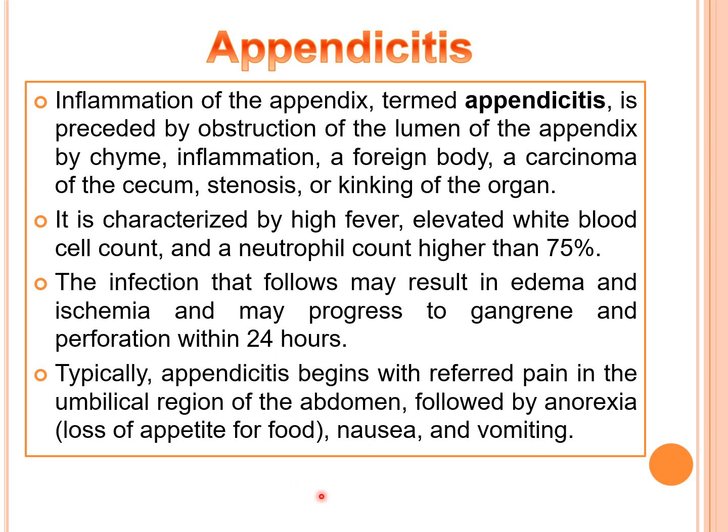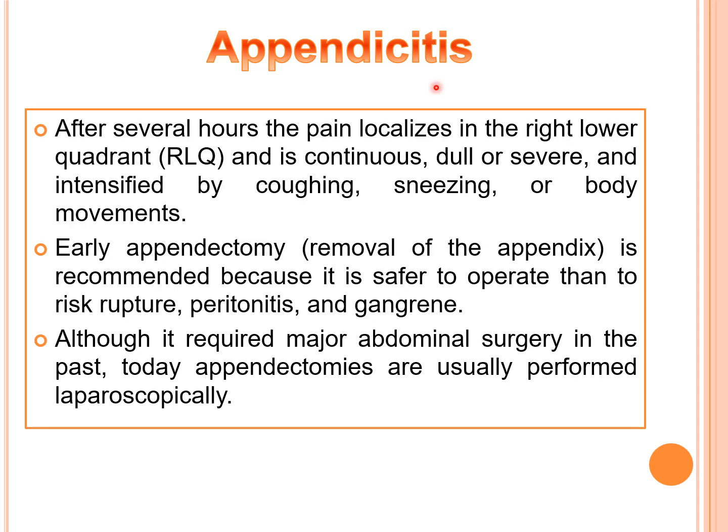Typically, appendicitis begins with referred pain in the umbilical region of the abdomen, followed by anorexia, that is, loss of appetite for food, nausea, and vomiting. After several hours, the pain localizes in the right lower quadrant, RLQ, where the appendix is present, and is continuous, dull or severe, and intensified by coughing, sneezing, or body movements.